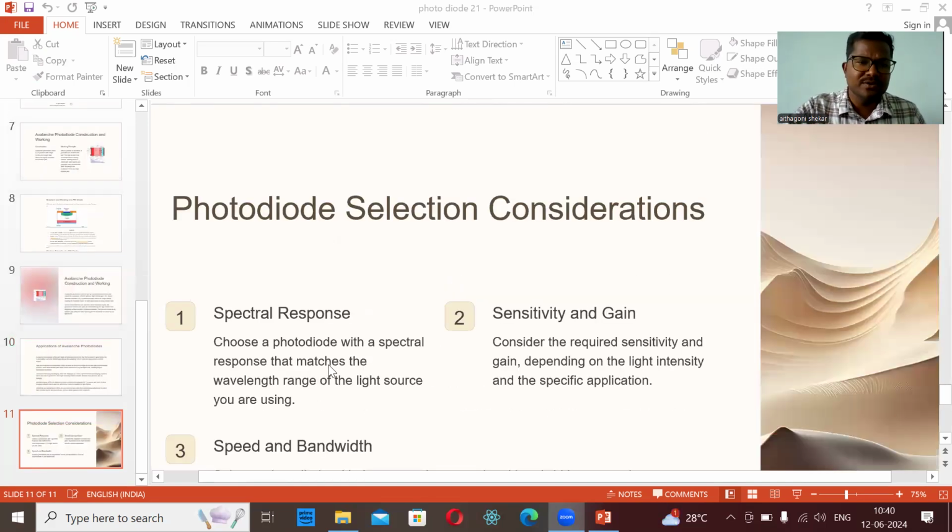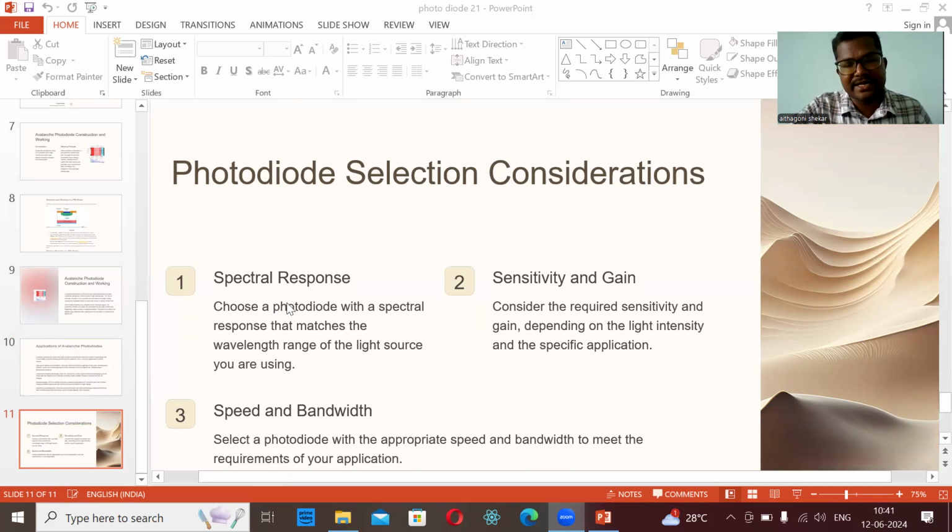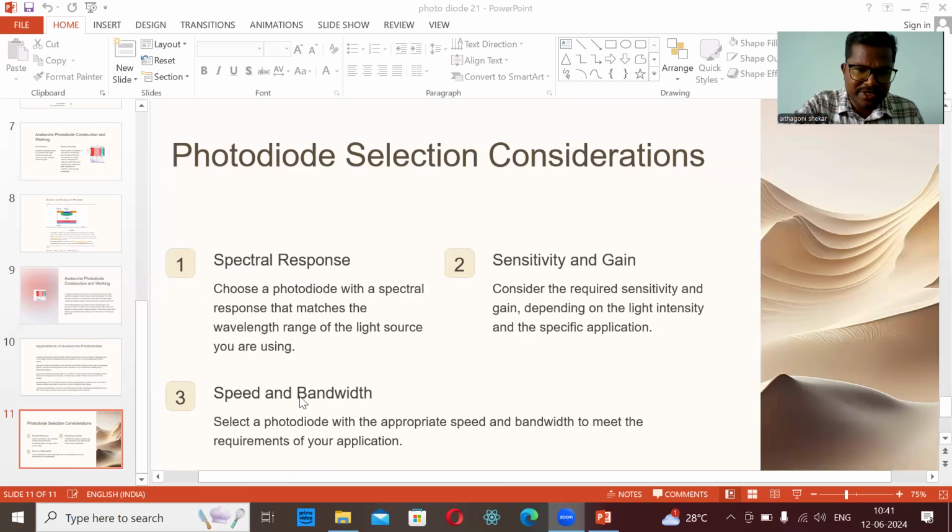So these are the avalanche photodiode applications, and then spectral response and photodiode selection considerations. Why consider these in photodiodes? Because of spectral response, sensitivity and gain, and speed and bandwidth. The spectral responsivity should match the light wavelength, so the spectral wavelength and the light wavelength are near each other. Sensitivity and gain relate to the number of charge carriers. And the speed and bandwidth should meet the requirement, with the photodiode speed and bandwidth near that of the light.